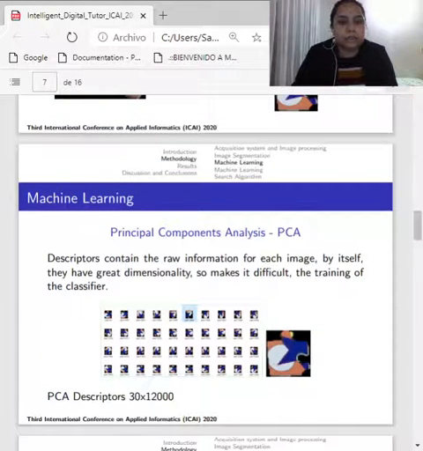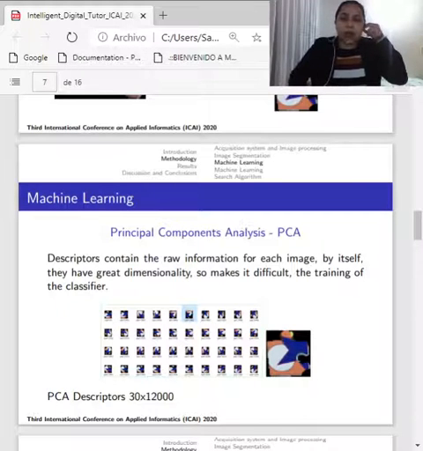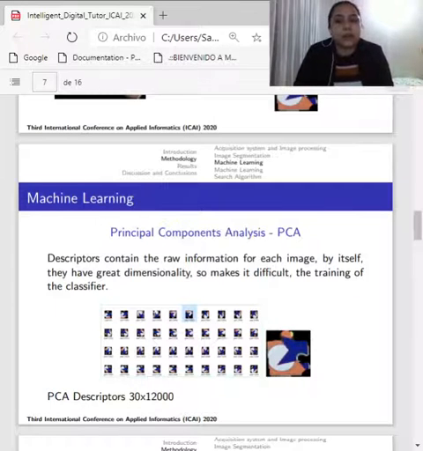So in the machine learning process, once the descriptors are obtained, we have raw information of each image, which has a great dimensionality. This makes the training of the classifier difficult. To carry out the dimensionality reduction of the image, PCA was applied.